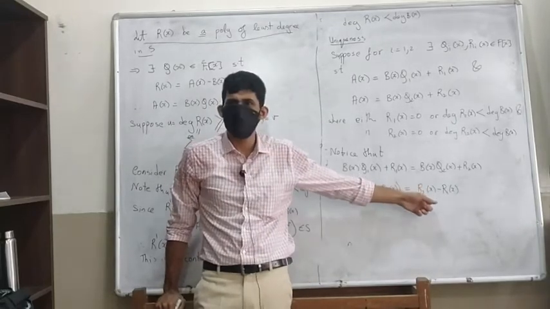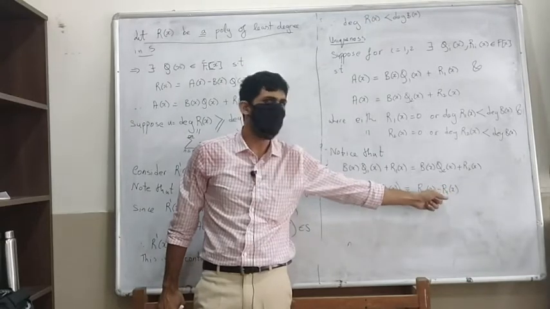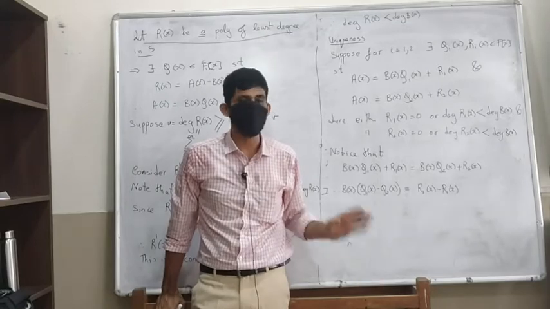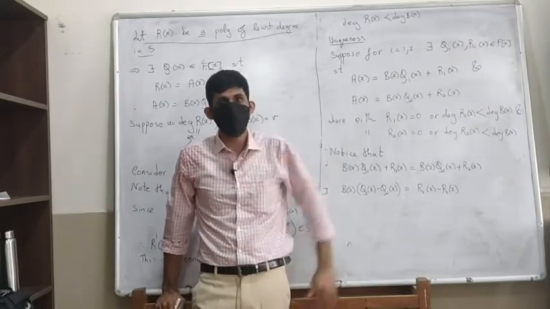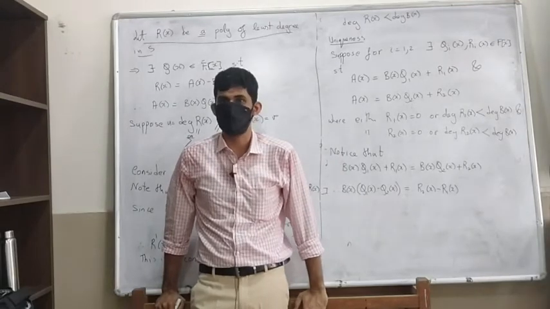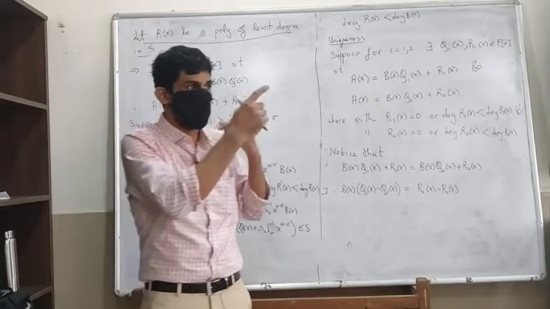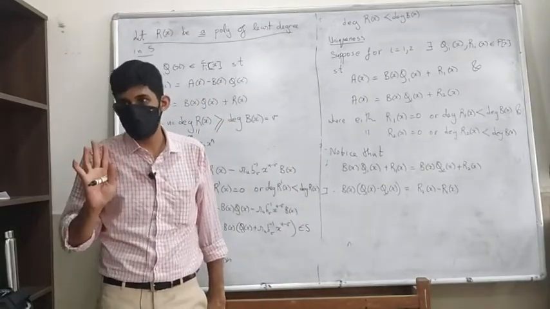At most, the maximum of the degrees of R2 and R1, right? The degree of A of x plus B of x will always be, at most, the maximum of the 2 degrees. It can be less than that, because you can have cancellations of the highest degree terms, but at most it's going to be the maximum of the 2 degrees.